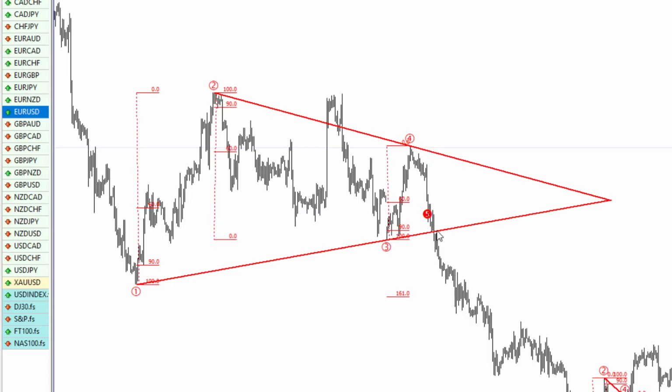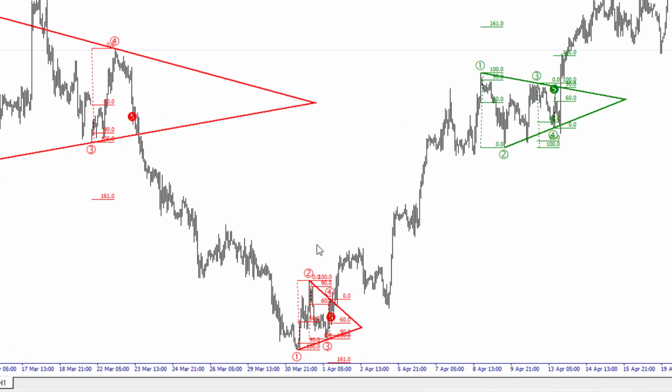You could have taken the entry on the break of the trend line, and as you can see with this one, we didn't get any type of contraction or pullback, it just collapsed straight away outside of the triangle. Then as price pushed back down, we got a new symmetrical triangle painted at the bottom here. And this is a great example of a reversal symmetrical triangle.